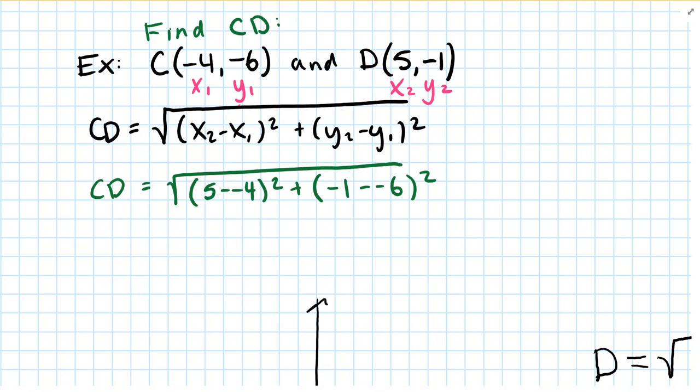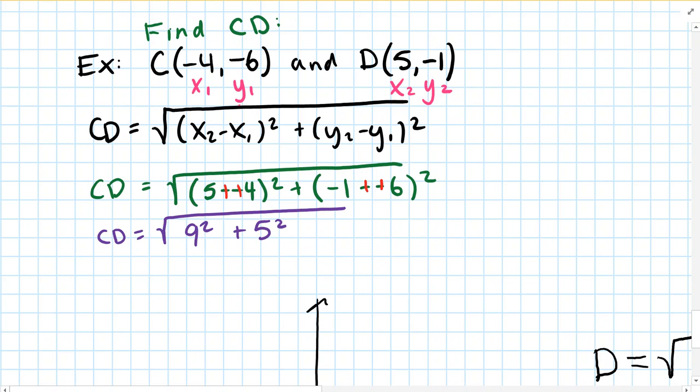Alright. And then these are going to become plus positives because we have minus negatives. And I get CD is equal to 5 plus 4 is 9 squared. And then I have negative 1 minus negative 6, which is 5, so this equals 5 squared. And then finally, this is going to be CD is equal to 81 plus 25, which is the square root of 106.